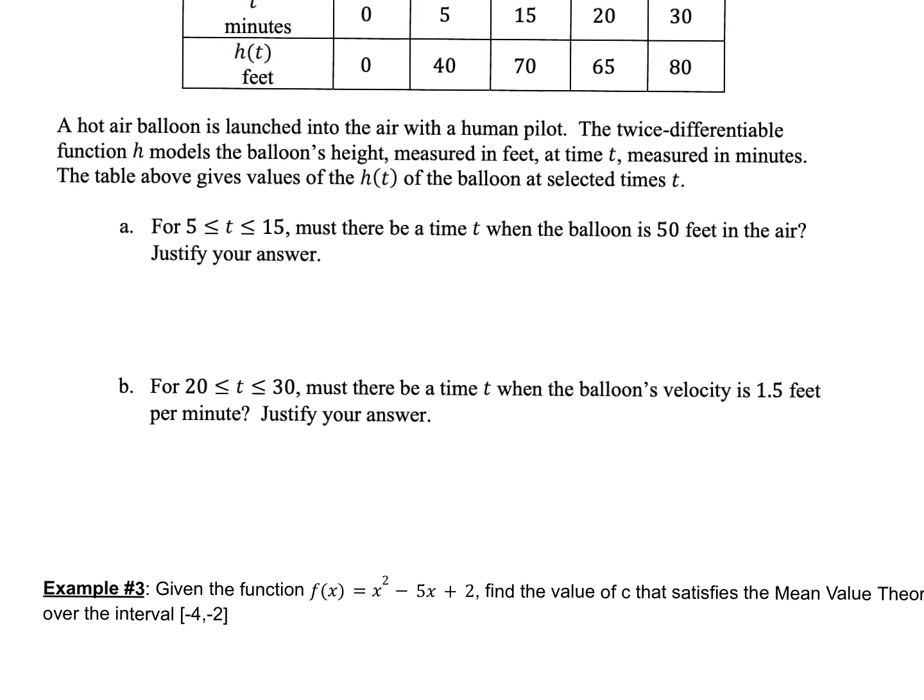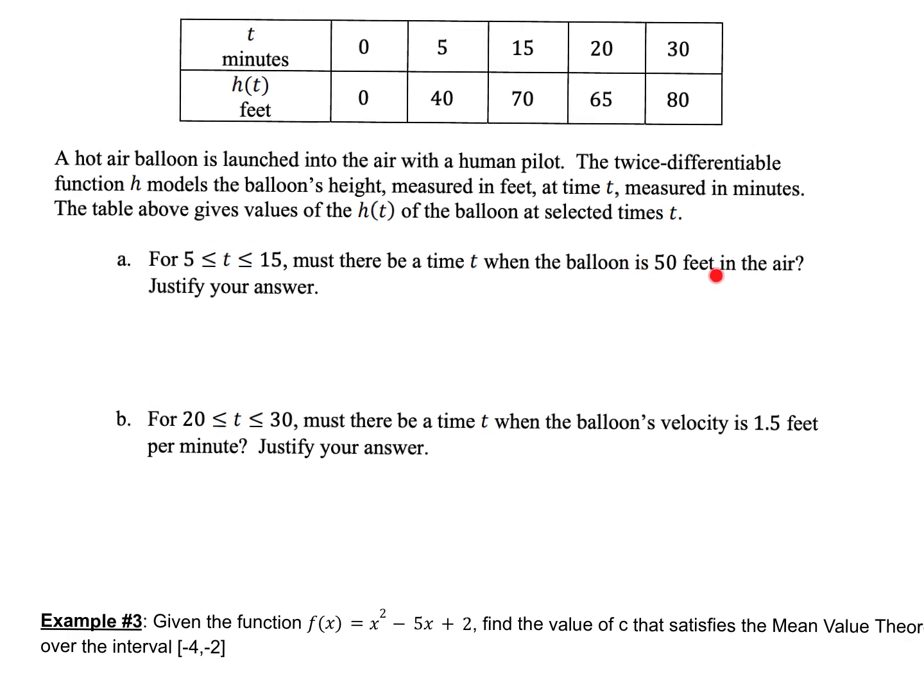So they're asking for a y value, right? 50 feet in the air is h of t. So they want to know, is there a y value? So that is the intermediate value theorem. Remember, we need to know where I am at the endpoints of the interval. So I need h of 5 and I need h of 15. All we're going to do is look at the table. When x is 5, y is 40. When x is 15, y is 70. So will there be a y value of 50 between 40 and 70?